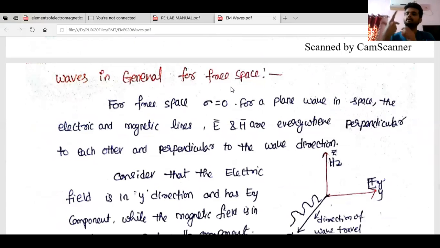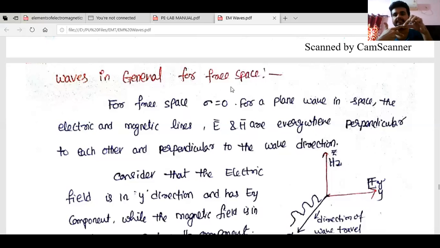Try to understand. See my fingers here. All these fingers are perpendicularly placed. Suppose this is the direction of electric field, and this is the direction of magnetic field. Suppose this is the x-axis and this is the y-axis, so electric and magnetic fields are perpendicular to each other, and this is the z-axis. The wave will traverse in the direction perpendicular to both electric and magnetic field.